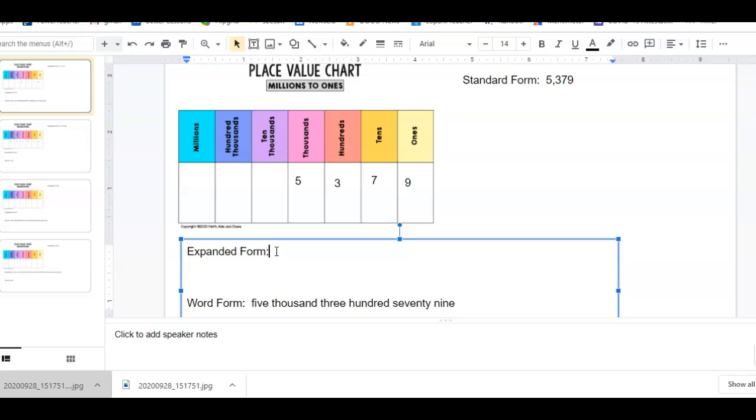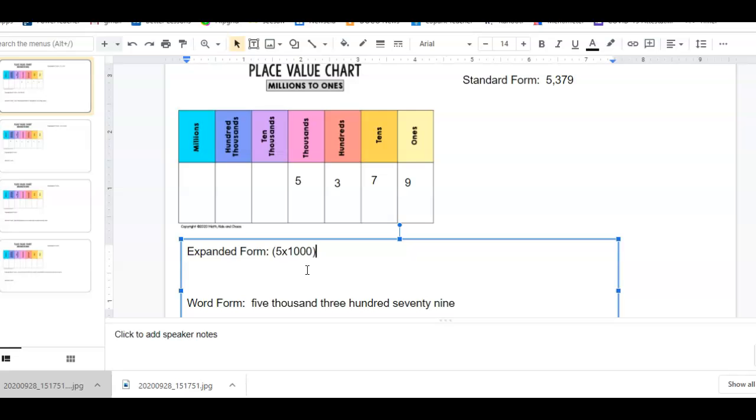And then expanded form. Expanded form you've seen before, but we're going to step it up a notch for 5th grade. This year, for expanded form, you're going to be looking at each number and thinking about what place value it's in. What place is it in and what's its value? So we have a 5, and that 5 is in the thousands place. How many thousands do we have? We have 5 of them, right? So we have 5 times 1,000.